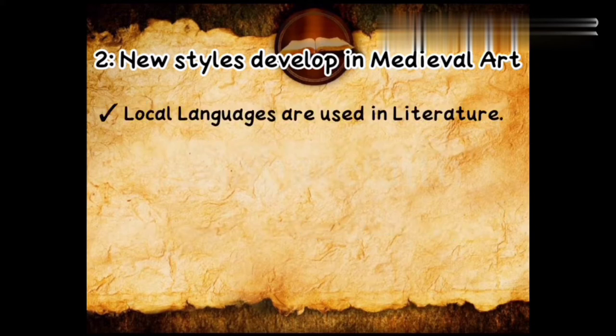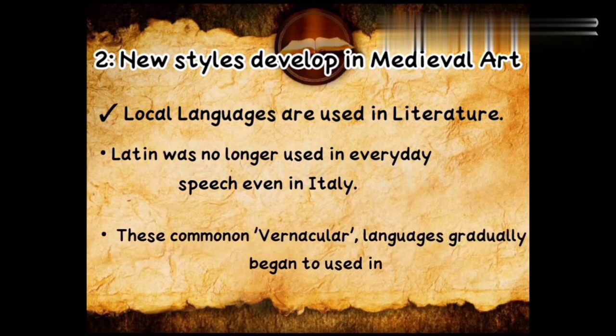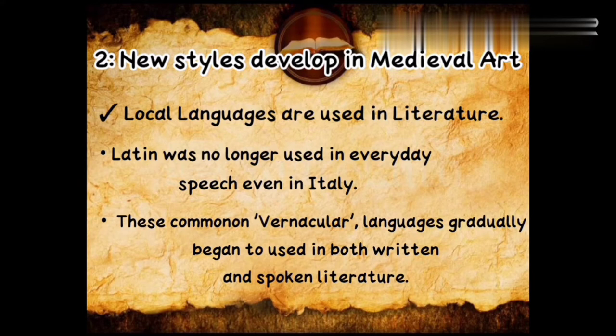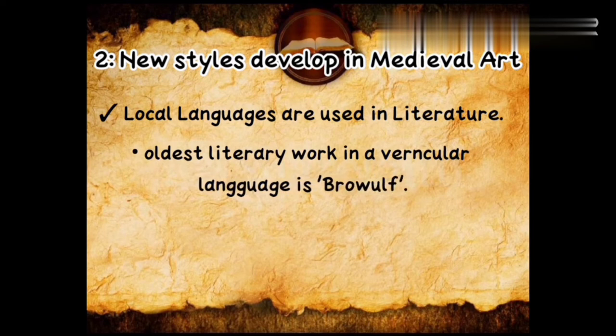Local language are used in literature. Latin was used during the Roman period, but later it was not used during the Middle Ages, and even in Italy, French, Spanish, Italian, and Romanian, it is no longer used, until the language of the Germanic tribes was developed. It is the vernacular language. The word vernacular originates from the Latin word vernaculus, meaning native or indigenous. The oldest great literary work in vernacular language is Beowulf, based on Danish legend. It was first written down in the early 8th century in Anglo-Saxon, one of the languages of England.